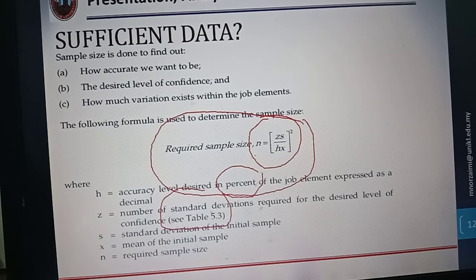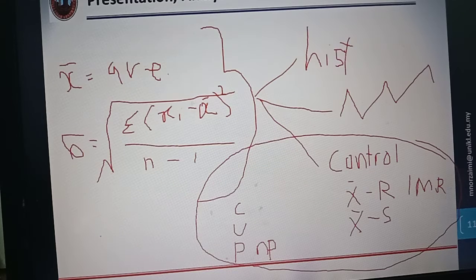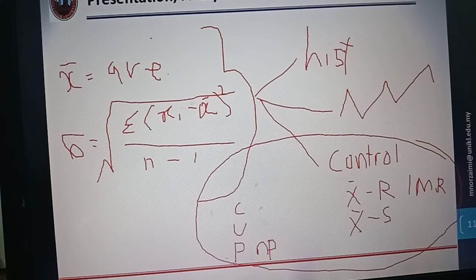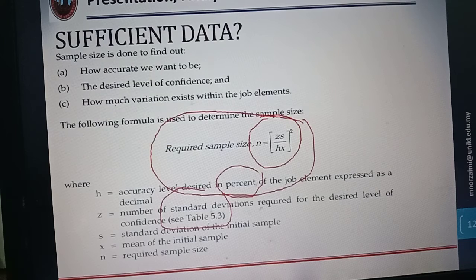For the sample size, how do you calculate the standard deviation S? It is the same as the sigma. X is the mean of the initial sample. What is the mean? The mean is the average. And n is the required sample size, the number of samples you need to collect to make sure your data is sufficient.